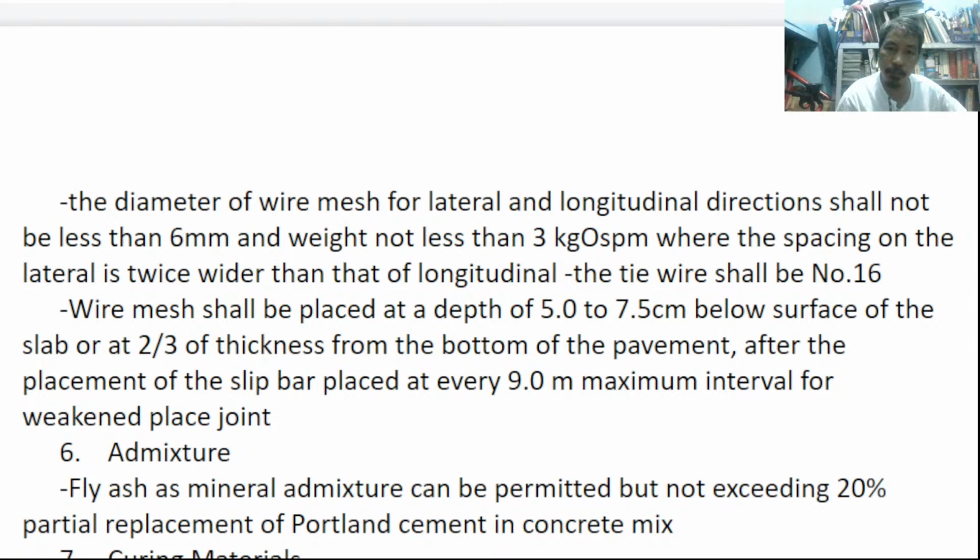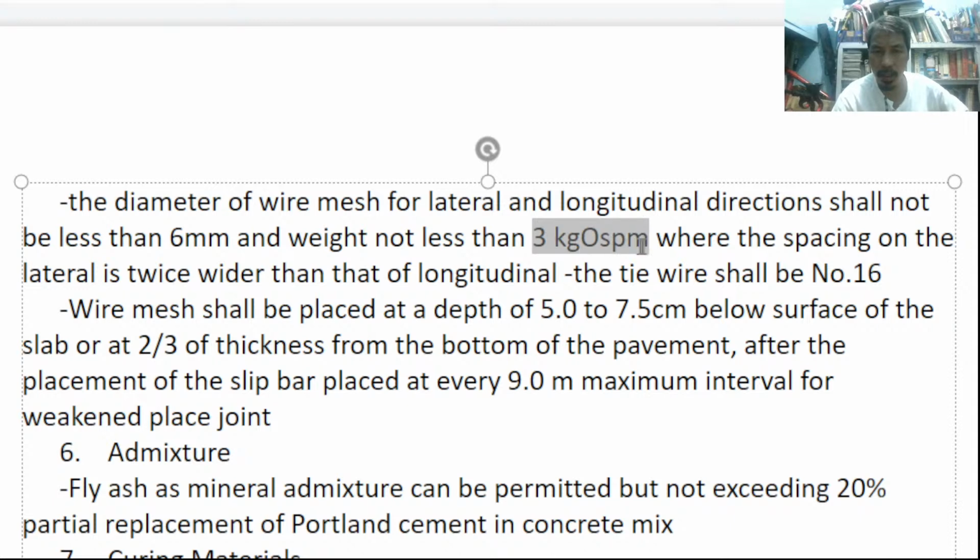So, what do you mean by this? Weight 3 kilograms. I think this is wrong. I think this is supposed to be 3 kilograms per meter. Oh, this is wrong. Full of errors in this document.